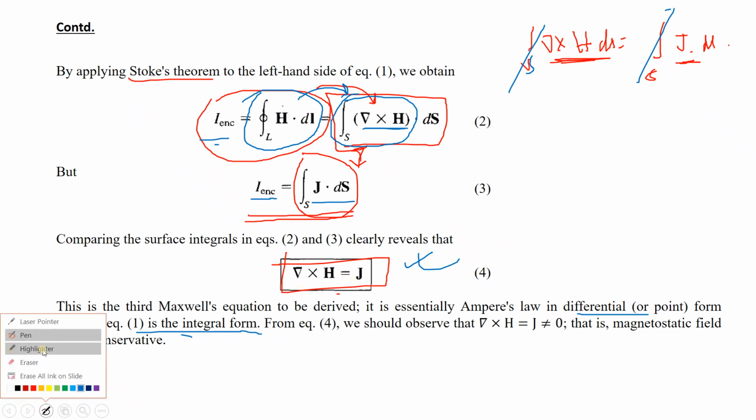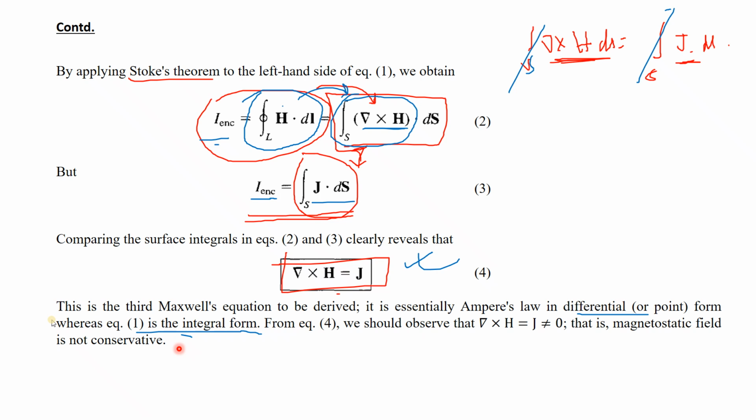From equation number 6, we should observe that curl of H equals J. So the curl of the magnetic field intensity is equal to the current density. Now obviously it cannot be equal to 0, so it has to be not equal to 0. Because if you don't have current, you will not have current density, and you will not have the magnetic field intensity, H value, also. If there is no current, there is no magnetic field, isn't it? That means this has to be a non-zero value. So it is not conservative. So the magnetostatic field is not conservative.